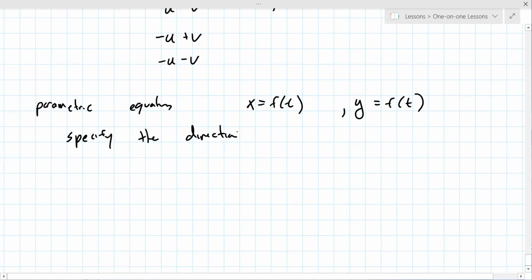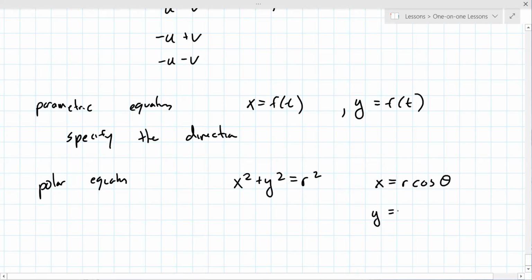Okay, polar is a little bit different because we have a few more equations. We have x squared plus y squared equals r squared. x equals r cosine theta, y equals r sine theta. You can move between these with polar equations, is what I'm trying to say here.